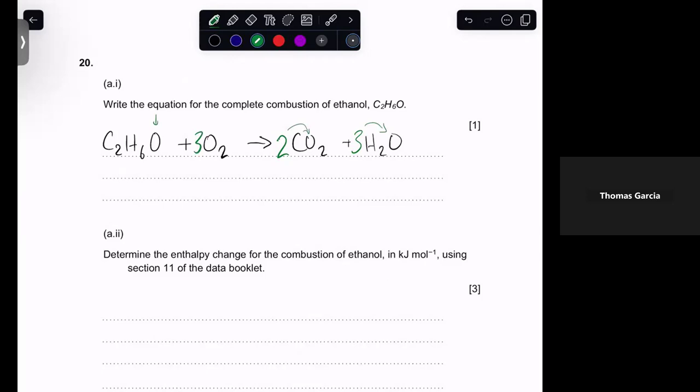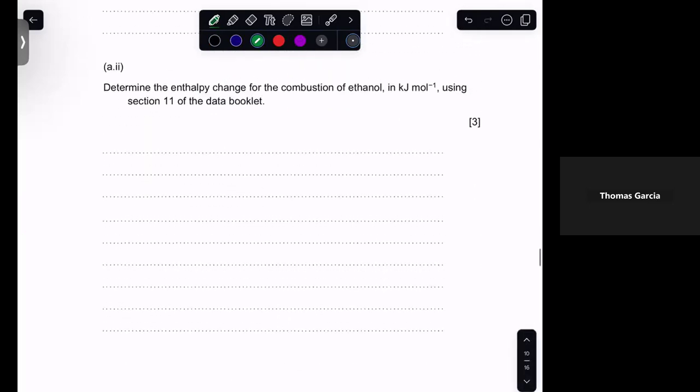Now, here's the deal. Now that we're in our second year, we're going to start using state symbols. Ethanol is a liquid. It's alcohol. When you look at alcohol at room temperature, it's a liquid. Oxygen's a gas. Carbon dioxide is a gas. Combustion produces not liquid, but gaseous water vapor. So let's start throwing those in.